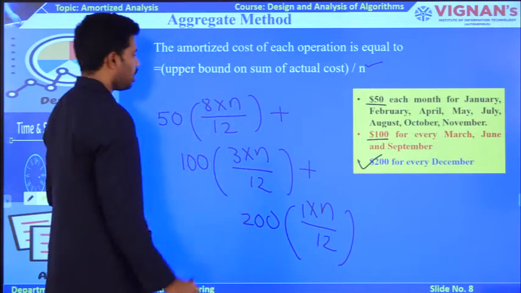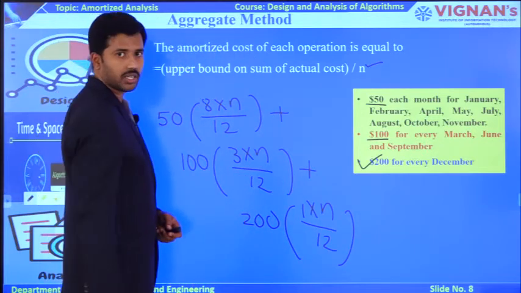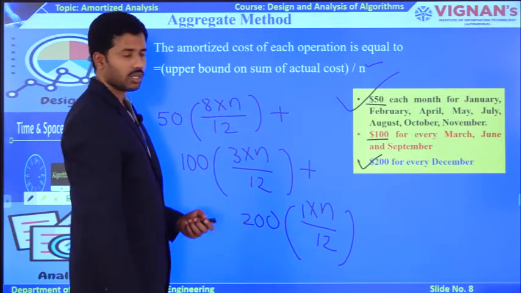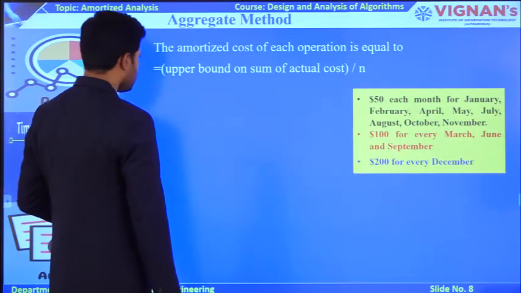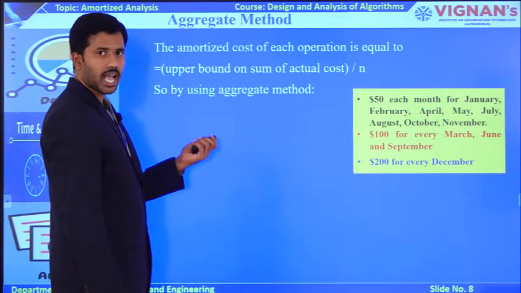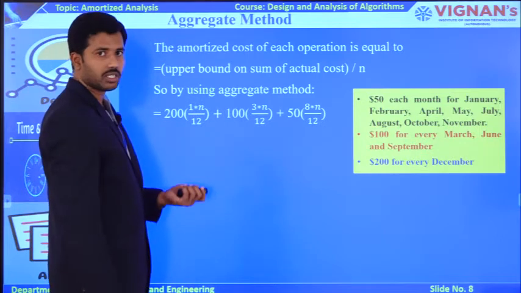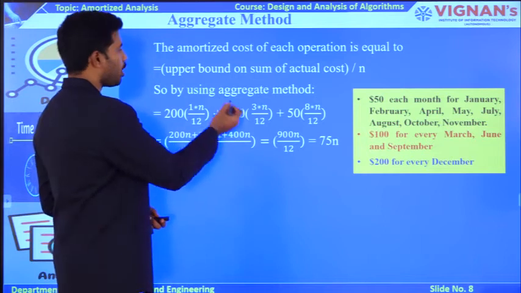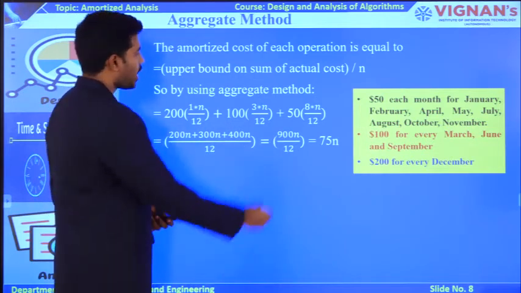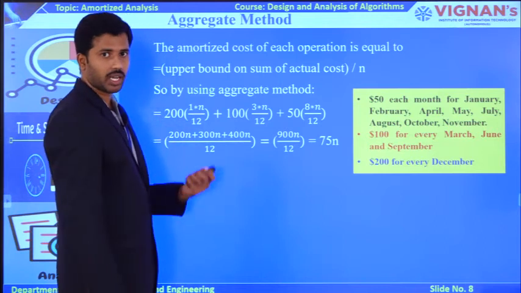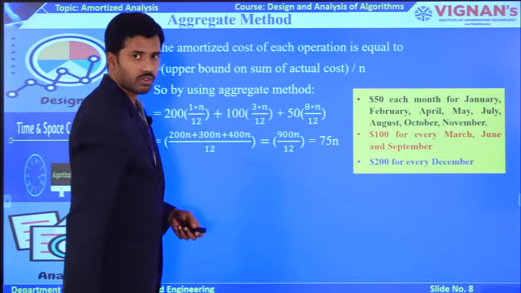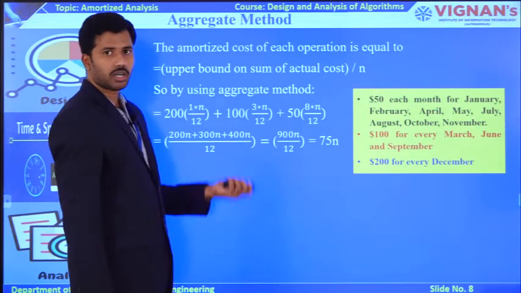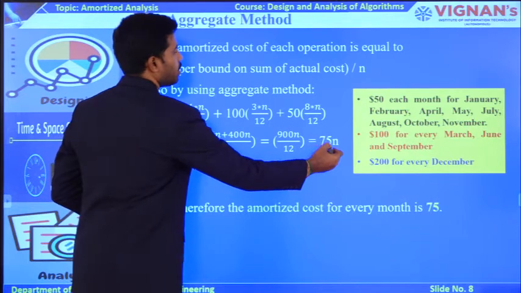So ultimately, this is going to be my aggregation on this example for $50 as well as $100 as well as $200. Now try to observe how this equation is going to look. After applying this aggregation method, I get this equation. Now try to take 12 as the LCM. If you take 12 as the LCM, the numerator becomes 900. So 900 by 12 gives 75 into n. Try to neglect this n; for understanding's sake only we are taking it. So based on this aggregate method, what is the amortized cost you got? It is 75.